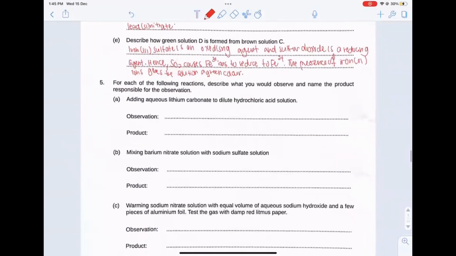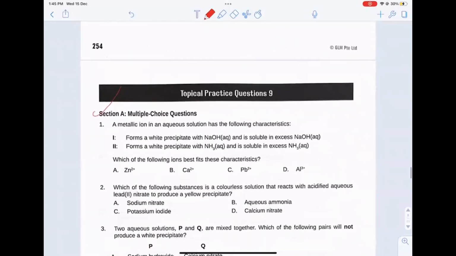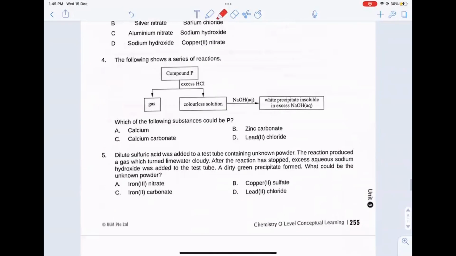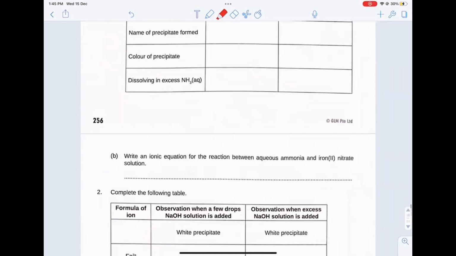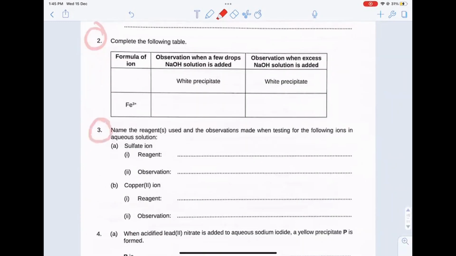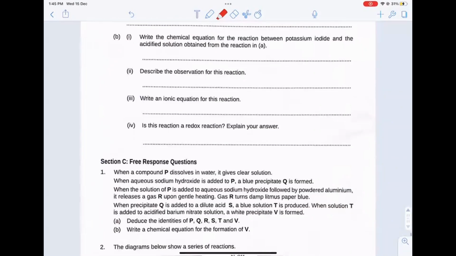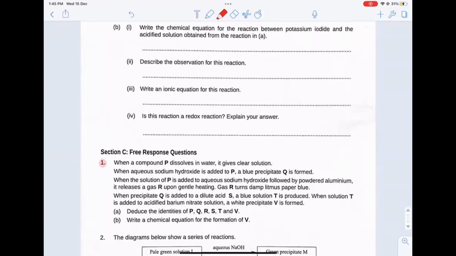Okay, that's it. So for homework, I would suggest you do all the multiple choice questions over here in this table, especially do question 2, do question 3, and question 1 and 2.